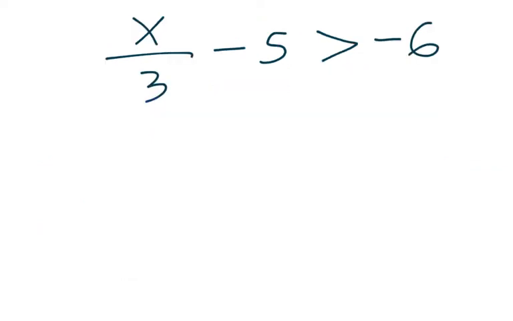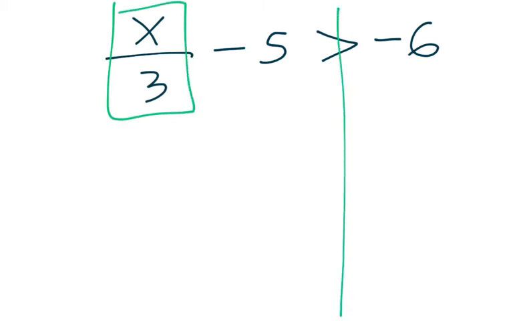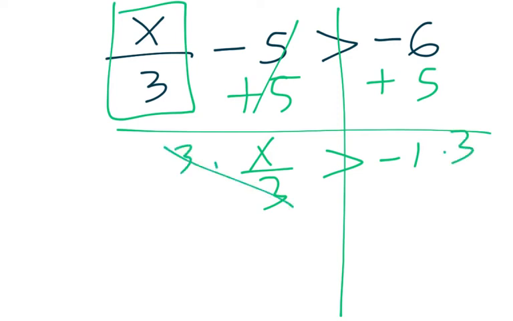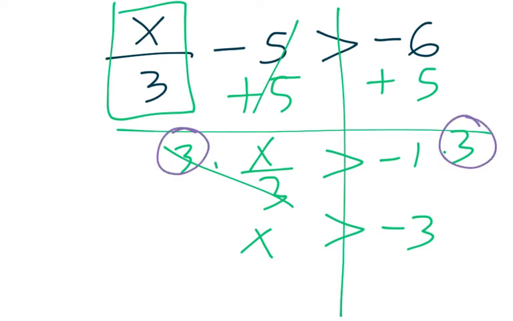Here we have x divided by 3 minus 5 is greater than negative 6. So just like before, we have to isolate the term with our variable. Draw our line to separate our two sides. Add 5 to both sides. X over 3 is greater than negative 1. And last step here, since x is being divided by 3, is we multiply both sides by 3. Do the inverse operation. So we get x is greater than negative 3. We don't have to flip the sign because the number we're multiplying both sides by is positive, right?